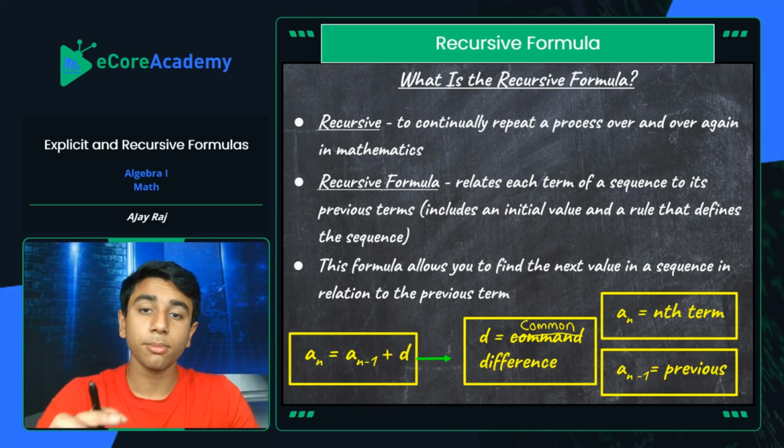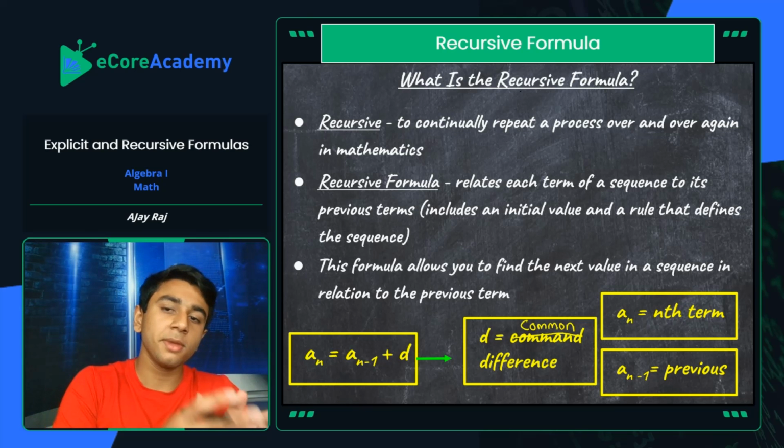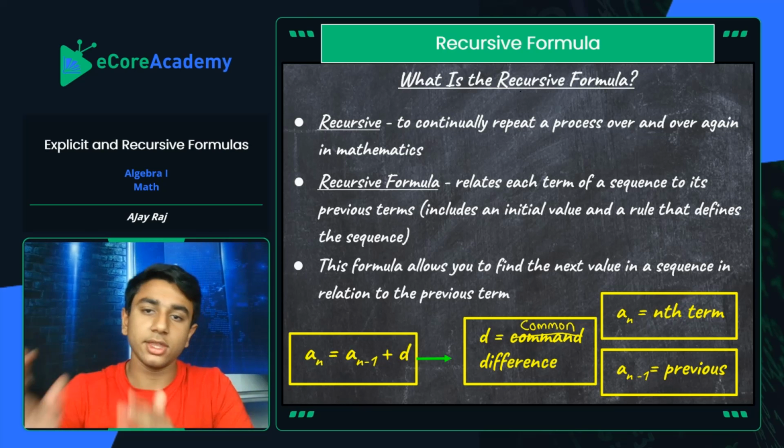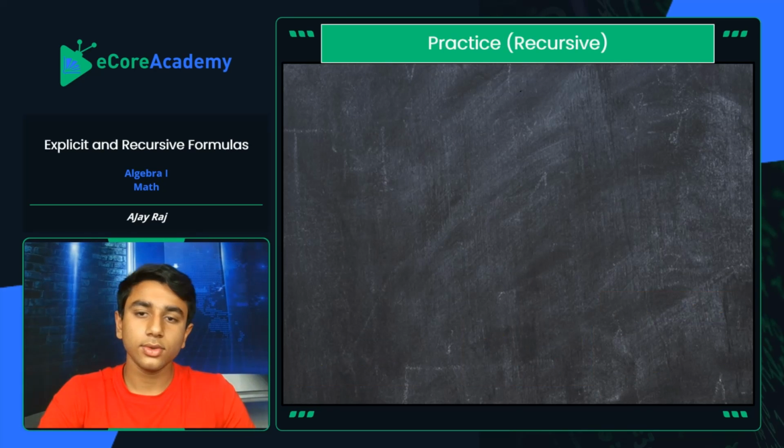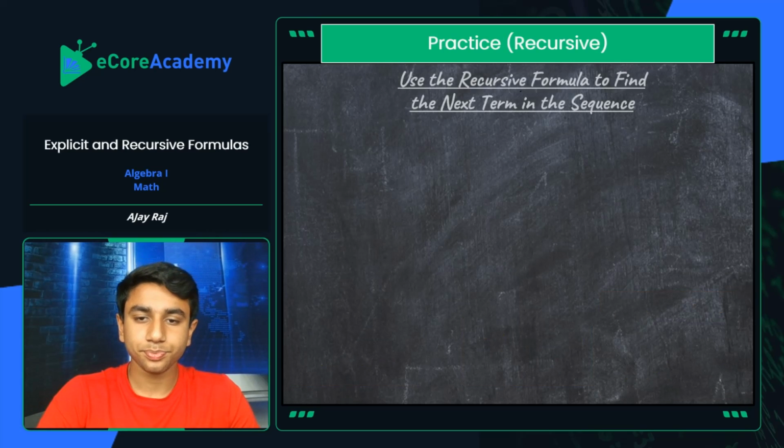You're going to plug in the actual value of the previous sequence number, add it to your common difference, and then you're going to get your next term. That's all you're doing here. You're taking the previous term, adding it with the common difference, and then you'll get the next term. Just common logic. All right, now let's do some practice with the recursive formula, actually putting it into action.